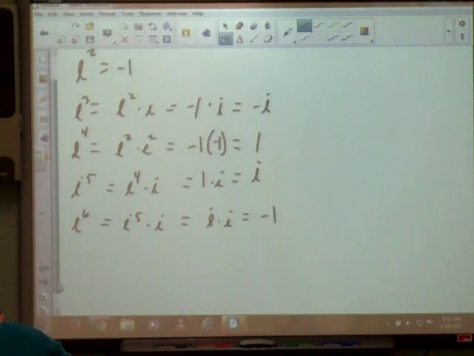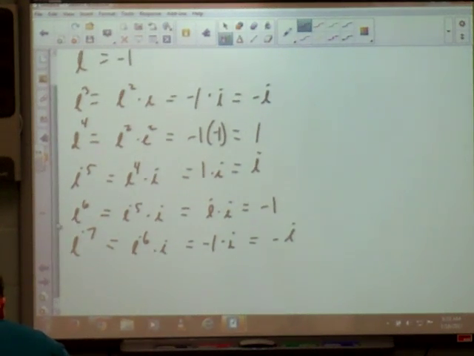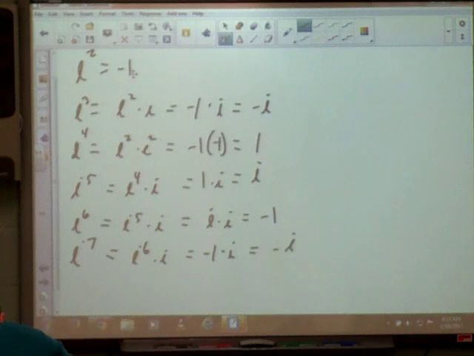Okay, let's go a couple more. I think you're about to figure the pattern out. i to the 7th. That's the same as i to the 6th times i. i to the 6th we just figured out is negative 1, times i. So that's negative i. Okay, so let's look at what we have. Negative 1, negative i, 1, i. Negative 1, negative i. So what do you think i to the 8th is going to be? 1. i to the 9th?